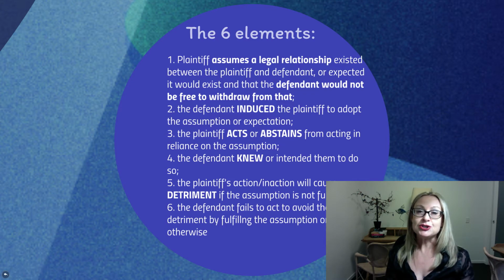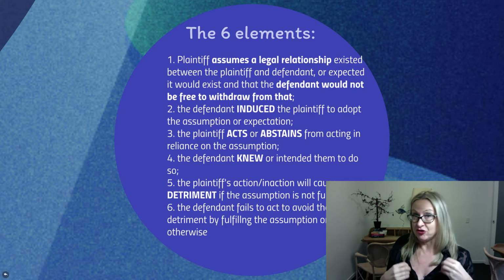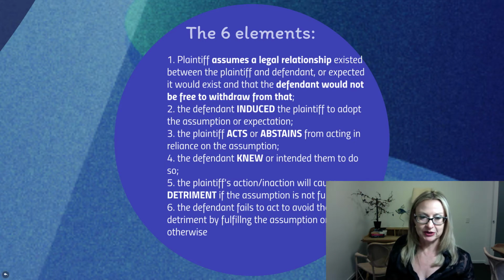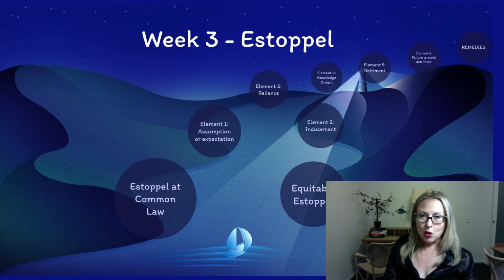The defendant then induces the plaintiff to adopt the assumption. So they play a part in the other party actually adopting the assumption. The plaintiff acts or abstains from acting in reliance on the assumption. The defendant knows about this. So here's where your unconscionability starts to kick in. And the plaintiff's action or inaction is going to cause them detriment. Finally, the defendant fails to act to avoid that detriment. So that was Waltons and Maher and Justice Brennan's 6 elements.